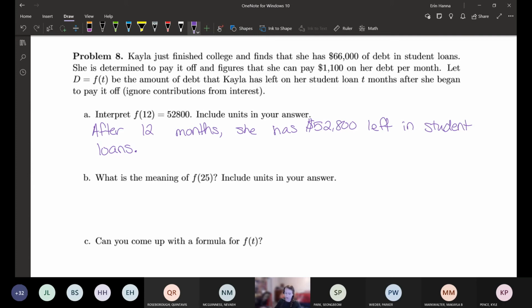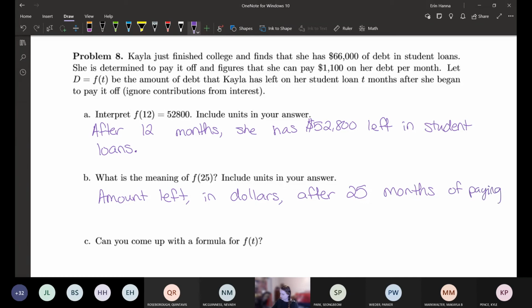So whatever that value is, it's telling us the amount left, let's say in dollars, after 25 months. Again, the only thing we don't have here is the actual number, but it's still just telling us the amount, whatever it is, in dollars after 25 months. Let me be a bit more clear: amount left in dollars after 25 months of paying her student loans. It's good that the fact that it's student loans is in there somewhere.